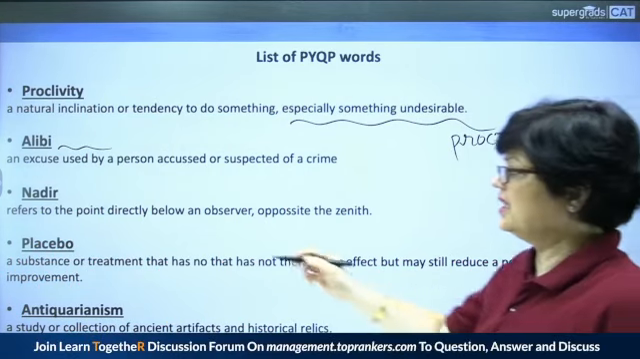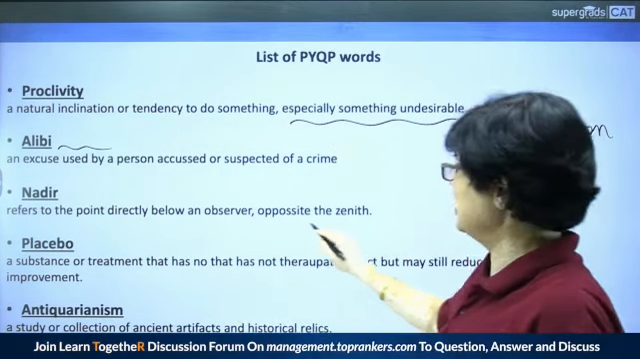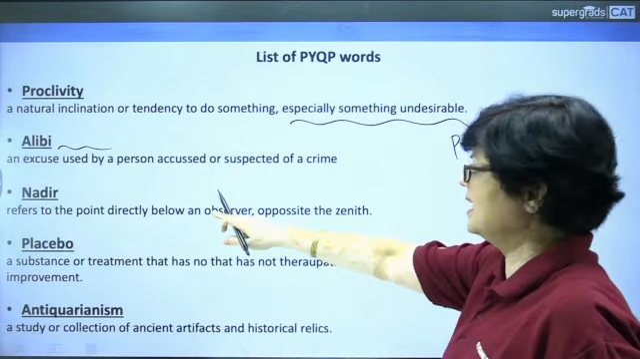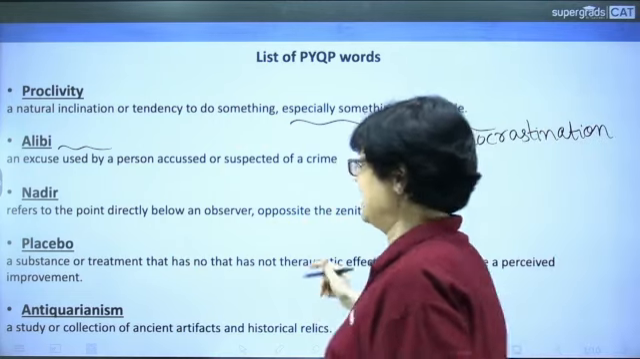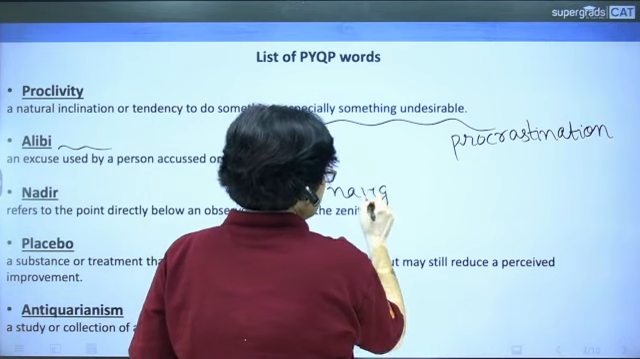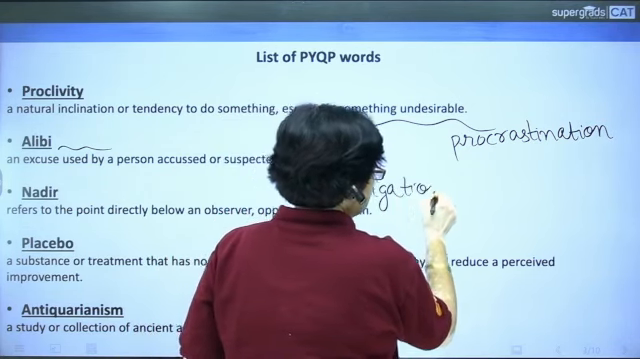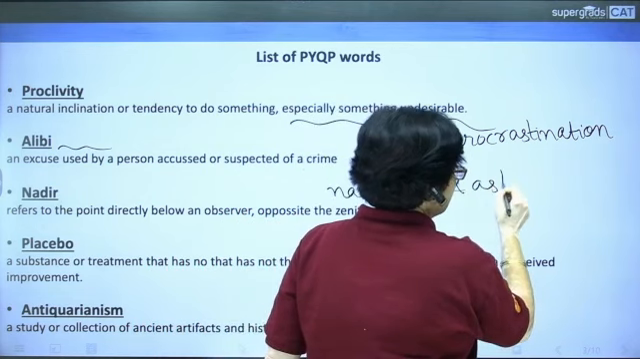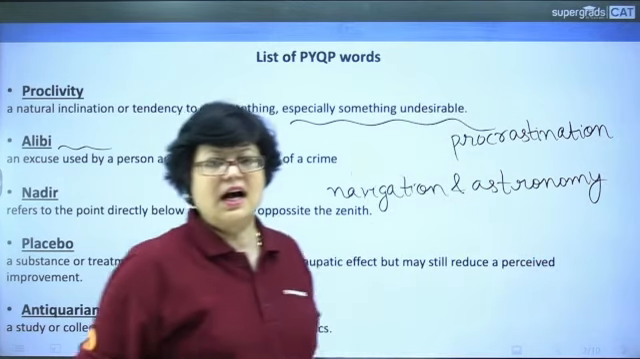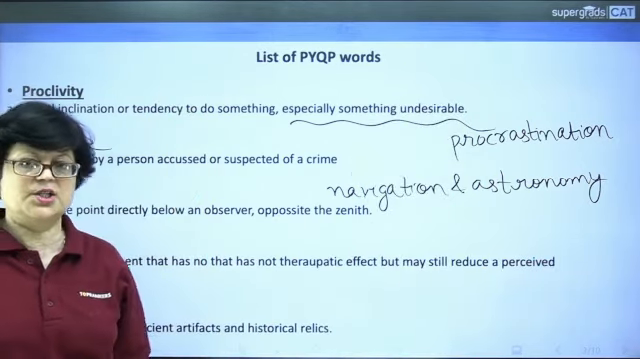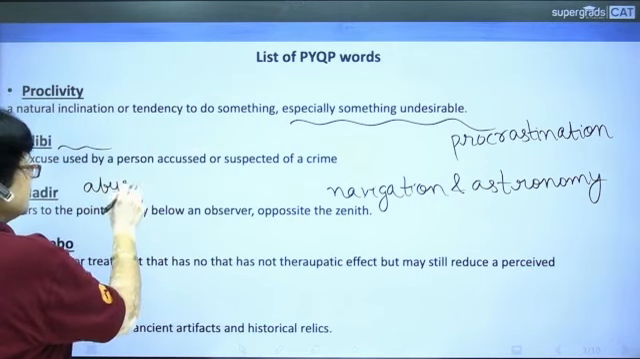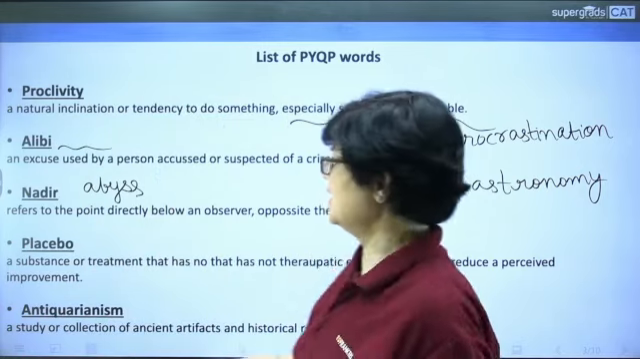Then nadir. Nadir refers to the point directly below an observer, opposite the zenith. Just as zenith is the topmost point, similarly, nadir is the lowermost point. And this word is generally used in navigation and astronomy. You can relate it with a Hindi phrase also. Arsh and Farsh. If you have heard of it, Arsh is your zenith and Farsh is your nadir. Another word for nadir is abyss. The lowermost point is the nadir.